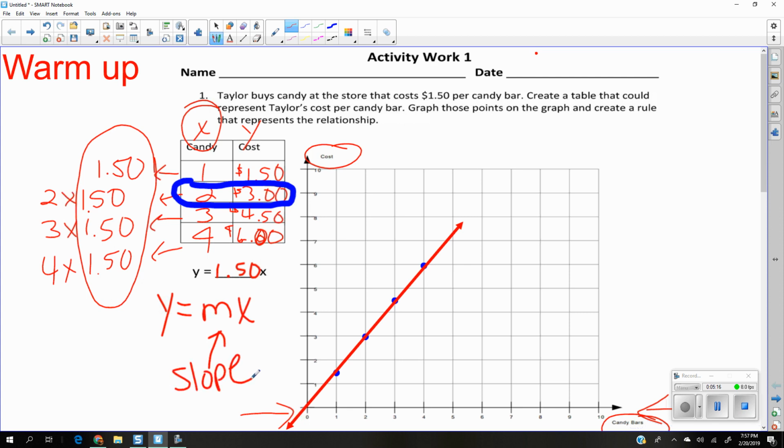And you know how we can tell what the slope is, just like you guys did the other day. If the slope is 1.5, remember we always go over 1. So we come up 1.5 and over 1. We come up 1.5 and over 1. And that's what the slope is. And the slope, remember, is the steepness of a line. All right, move on to the next activity.